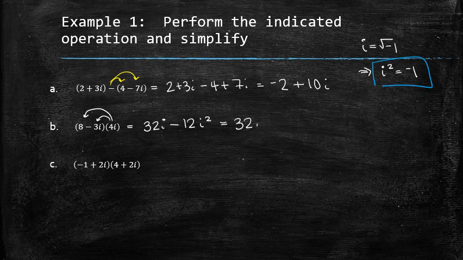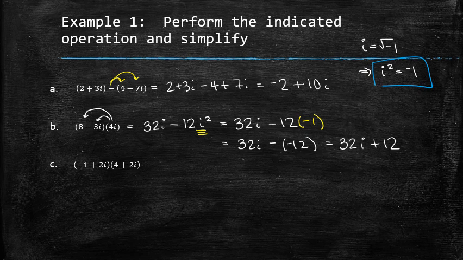So 32i stays as it is, minus 12, and then this i squared is going to be replaced with a -1. This was 12 multiplied by i squared, so now we have 12 multiplied by -1. So 32i minus a -12, which is of course plus 12. So 32i plus 12. If you're asked to write the answer in standard form, the 12 should come first. So standard form is a plus bi. So the real part, the 12, comes first, and then plus 32i comes second.